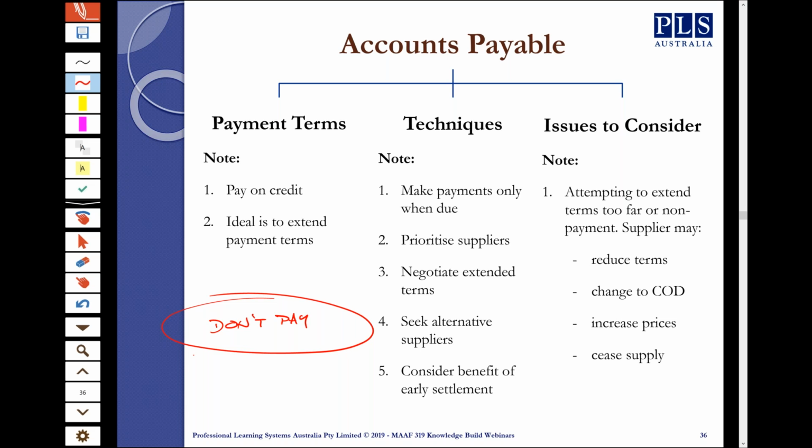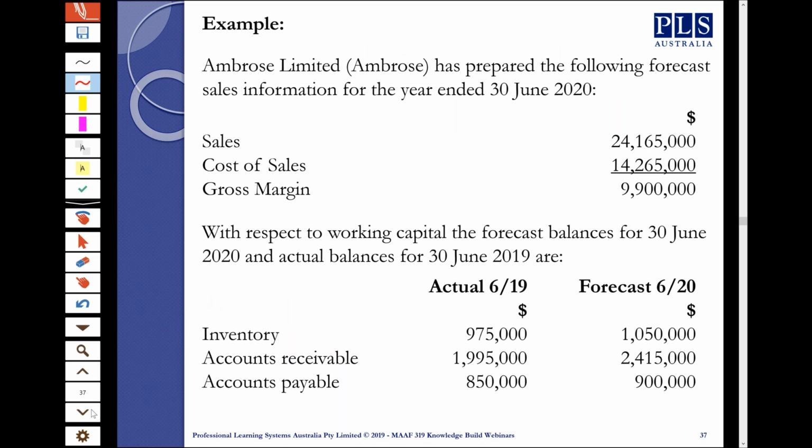If you just turn around and go, well, how are you going to manage the accounts payable? I don't pay them. That will not be rewarded. You've got to use language of, make payment only when due, that sort of language. You'll also find, however, with respect to issues to consider, the Institute talks about attempting to extend too far may impact upon your supplier relations, so they may reduce terms, change to cash on delivery, increase prices, cease supply. But I will just reiterate, in this area you must be specific. So what I mean by that, I've got Ambrose has prepared the following information for the year ended June 2020.